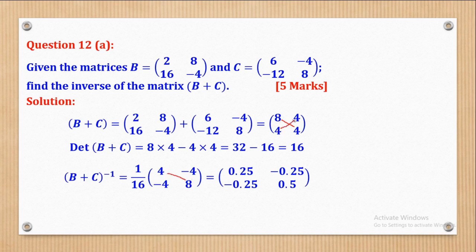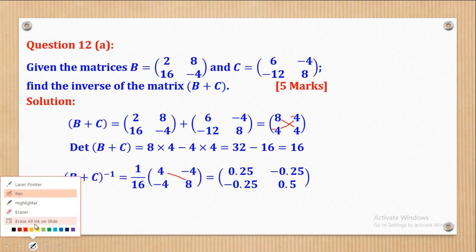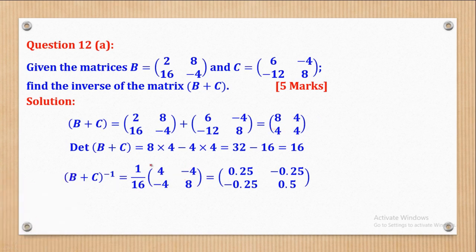But for the minor diagonal, we change the sign. So this was positive 4, it will become negative 4. This was positive 4, it will also become negative 4. That's why you see here negative 4 and negative 4. So this will be the adjoint of this matrix. Now that we have known that, next will be to multiply.